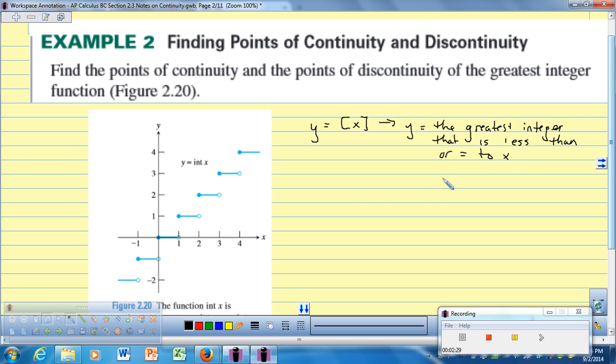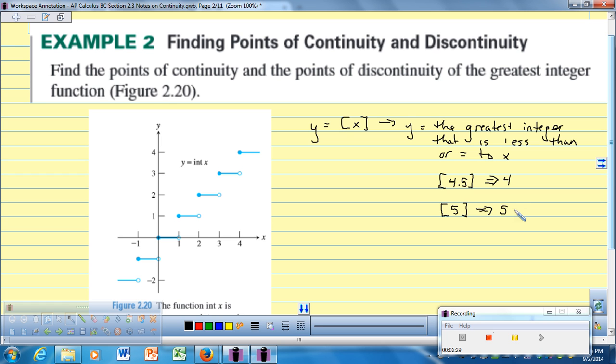So if I were finding the greatest integer function, or the greatest integer of 4.5, I would ask, what is the greatest integer that is less than or equal to 4.5? And that would be 4. Then if I tried the greatest integer function of 5, that is the greatest integer that is less than or equal to 5, that would be 5.